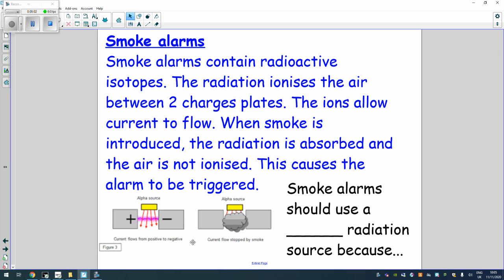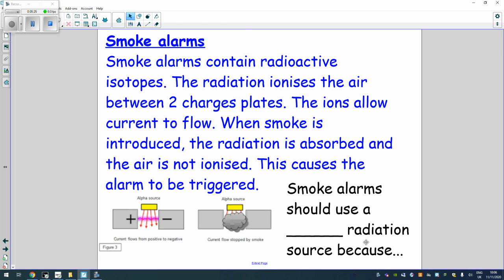So we want something that is really good at ionizing the air, okay? But also think about, you don't want it to be able to escape very easily, because you're going to be sat in that room with that smoke alarm all the time. So pause the video now and decide which type of radiation you think we should be using for this. Write your answer down and then I'll go through it.